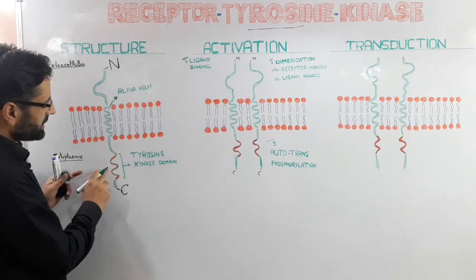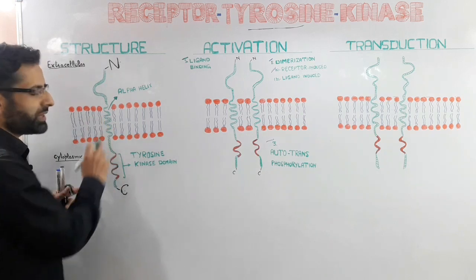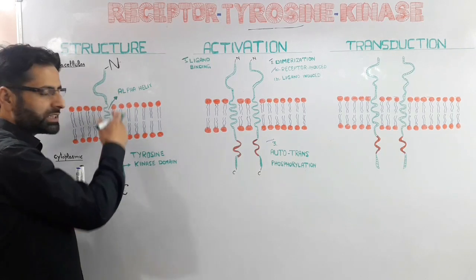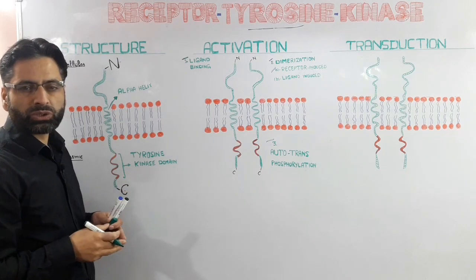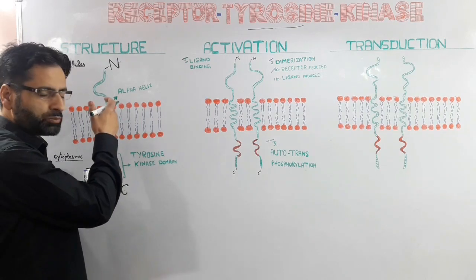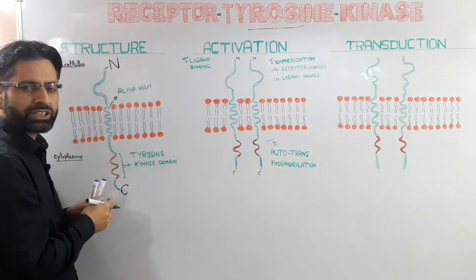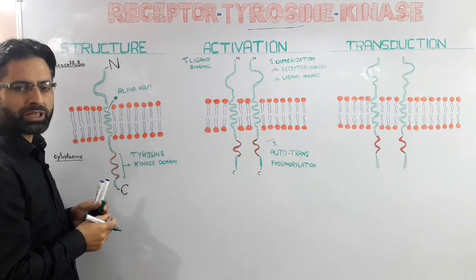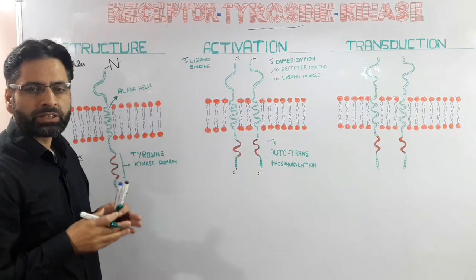So this is the tyrosine kinase domain, and then we have the alpha helix domain, which is inserted within the plasma membrane. This is the most common structural feature of these receptor tyrosine kinases. They are composed of a single polypeptide chain, and in this chain we have the alpha helix segment inserted within the plasma membrane, and then the tyrosine kinase domain which is present within the cytoplasm.